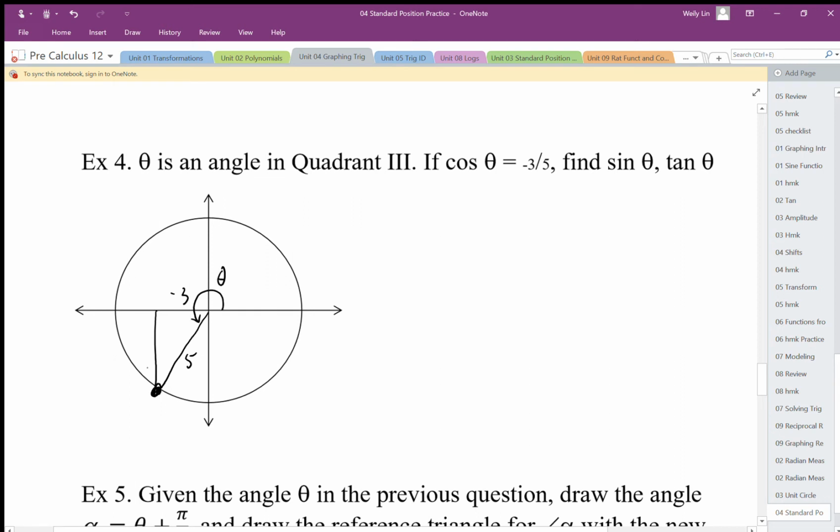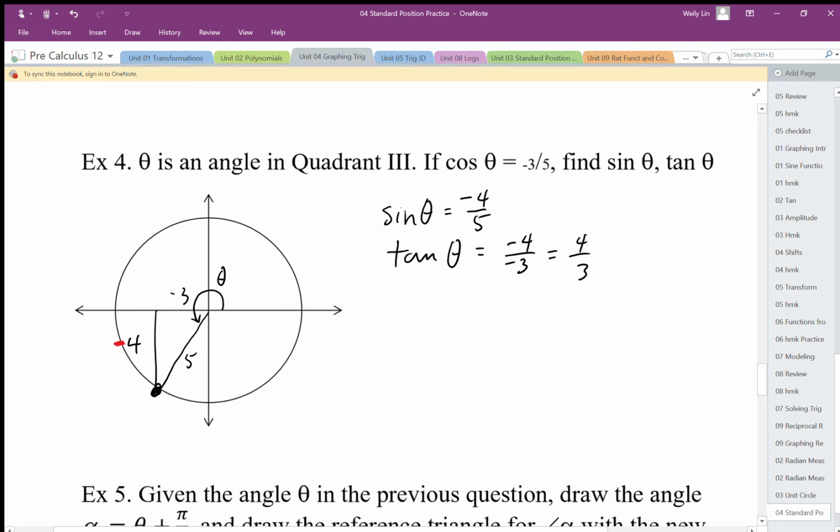Solve for the third side here. It's going to be 4, but remember that it's negative 4. Again, I'm going to highlight that because it's important that it's not just 4. It's not a triangle. It's a positioning. So then we can write the sine ratio. Sine theta equals negative 4/5. The tan ratio is positive 4/3, because yeah, that's positive slope.